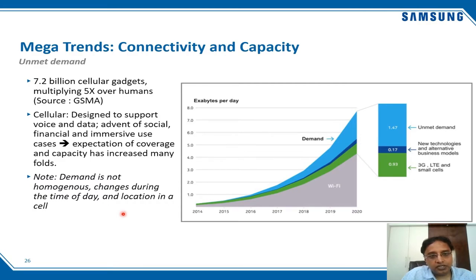And what we have also understood through the research available is that demand is not homogeneous. It changes during the time of the day and location in a cell. So for example, in the pre-COVID era, when everybody is moving from their residence to the office, there is a surge of traffic during the morning hours, and similarly when they return back home in the evening hours. So quite often we find that there is not enough capacity. It's hard to do any kind of transactions. The network becomes clogged, and so on and so forth. But if you do the same thing on a weekend, because there is less traffic, there is no problem with the capacity. Now that's one problem that needs to be addressed.